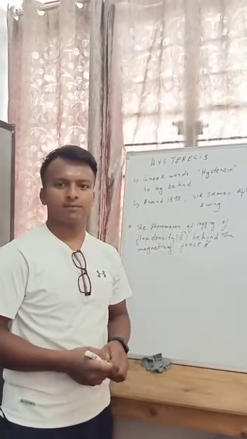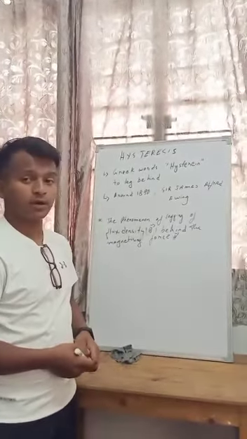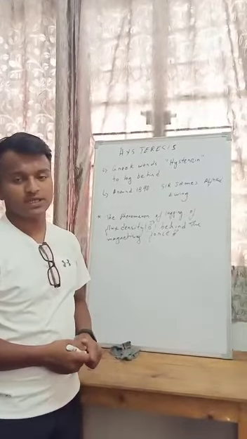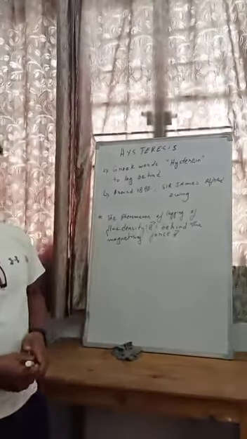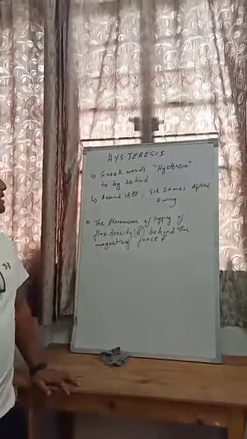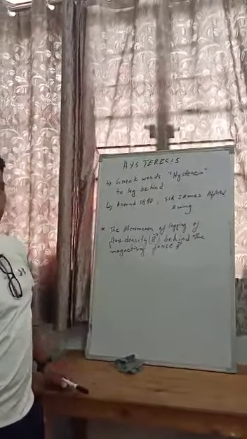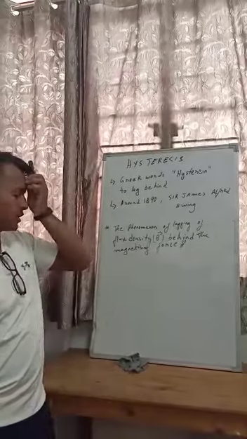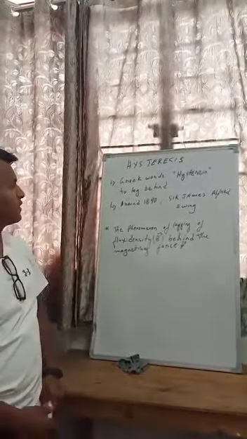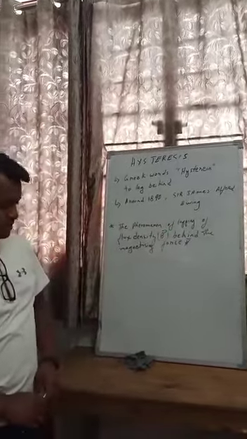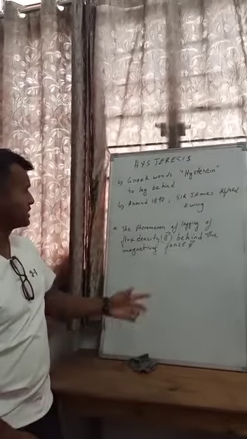I'm from the physics department. So the topic of my lecture is based on the hysteresis loop. So let's see what this hysteresis is. The word hysteresis is derived from the Greek word hysterion, meaning to lag behind. It was coined around 1890 by Sir James Alfred Ewing. So let's see what hysteresis is.